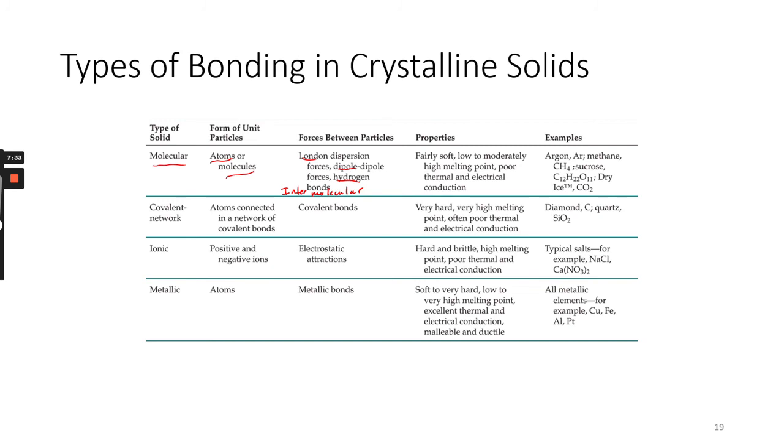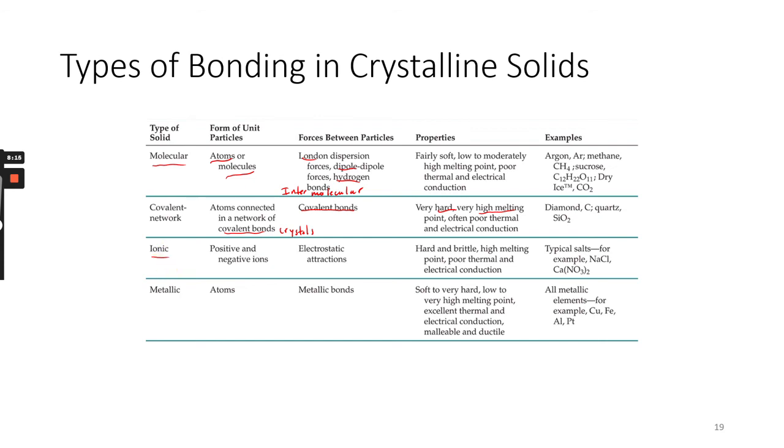Next, you have your covalent network. Here you have atoms connected in a network of covalent bonds. They form crystals. And the forces between the particles are covalent bonds, which are very strong. This is why this substance is very hard, very high melting point, because if you want to melt it, you're not breaking an intermolecular force. You're breaking a covalent bond, which takes a lot more energy than breaking an intermolecular force. They are poor thermal and electric conductors. And some examples are diamond and quartz, okay? They form crystals and they are made of covalently bonded substances.